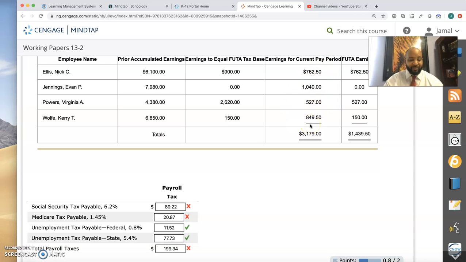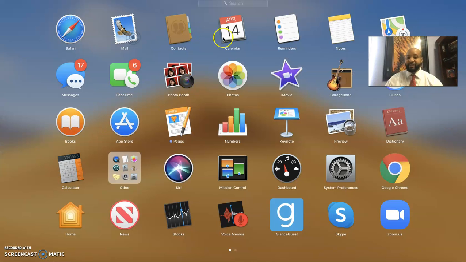I need to find me a calculator. On your computers, if you'll go to your Launchpad, they always have calculators available.